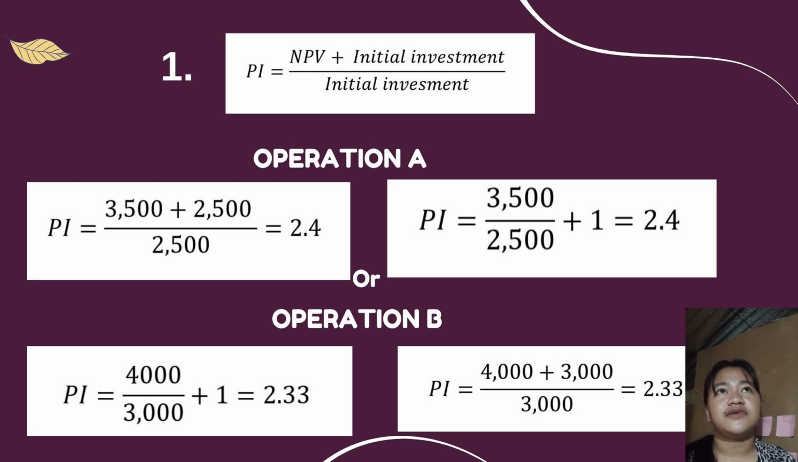And then there is another formula in order to solve this, that is the NPV divided by the initial investment plus 1. But if you are going to use that formula, it should give us the exact same answer as the previous formula, NPV plus initial investment divided by the initial investment. So since option A has the higher profitability index of 2.4 compared to B at 2.33, we are going to choose option A.